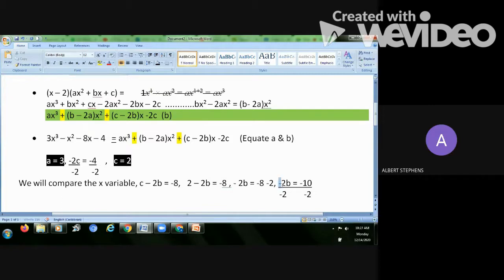So these two cancel out, right? Yes, sir. And negative 2 into negative 10 will give you what? Positive 5. Right, so therefore P is equal to what? Positive 5. So now we know all the values, right?